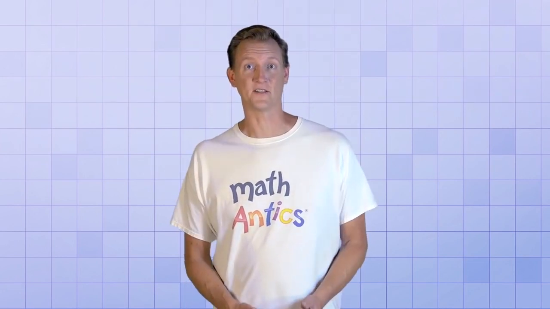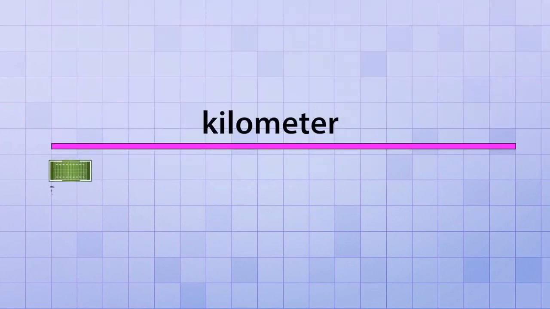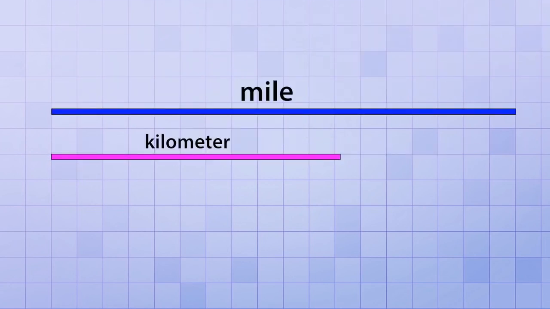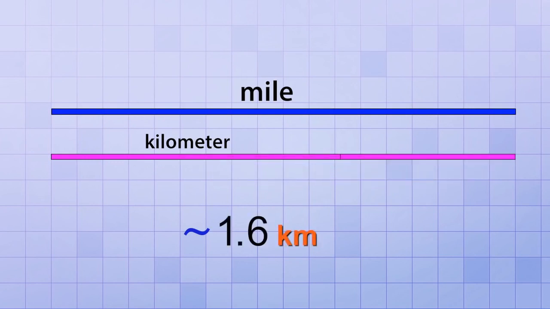That's a long distance. It's much longer than the other metric units we've seen. If this is a millimeter, this is a centimeter, and this is a meter, then this is a kilometer. As you can see, a kilometer is in the same scale range as a mile, but a mile is even longer than a kilometer. In fact, it takes just a bit more than 1.6 kilometers to be the same distance as a mile.